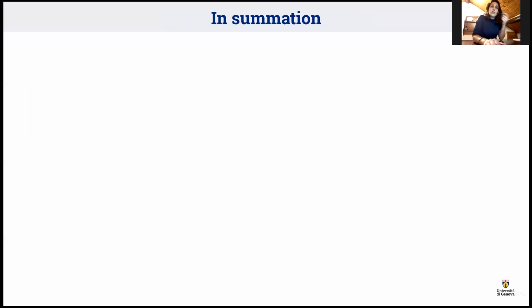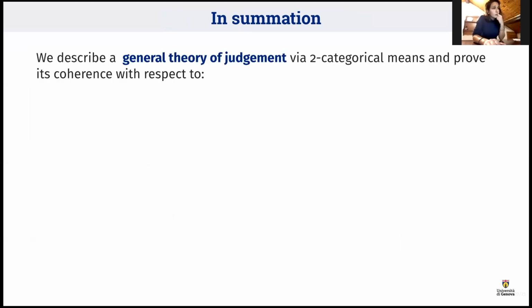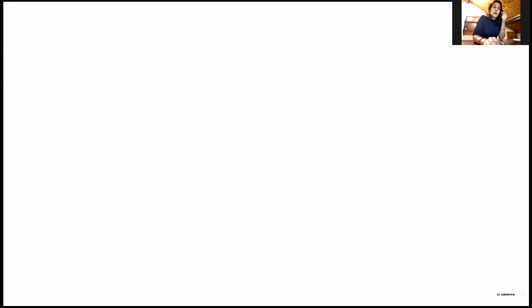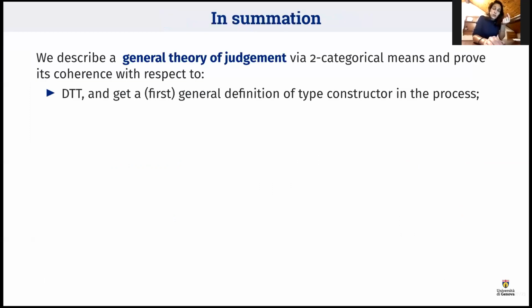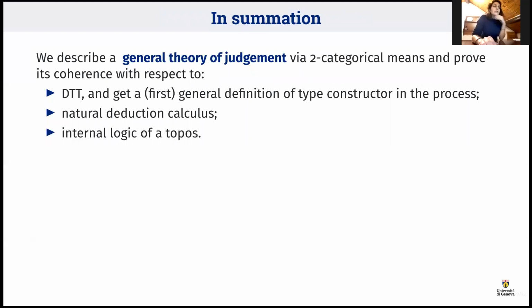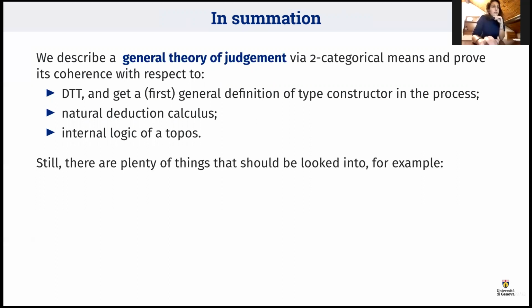But I want just to conclude with you where we are at. So we described a general theory of judgment using two categorical means and proved its coherence with respect to dependent type theory. And with this, as I showed you, we get a definition of type constructor. But we also applied it to natural deduction calculus and to some flavor of internal logic of toposes. And so this is what we have done.